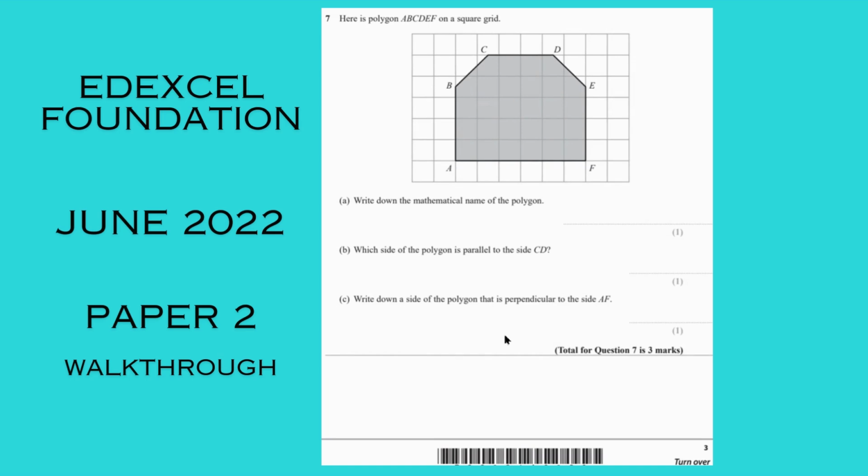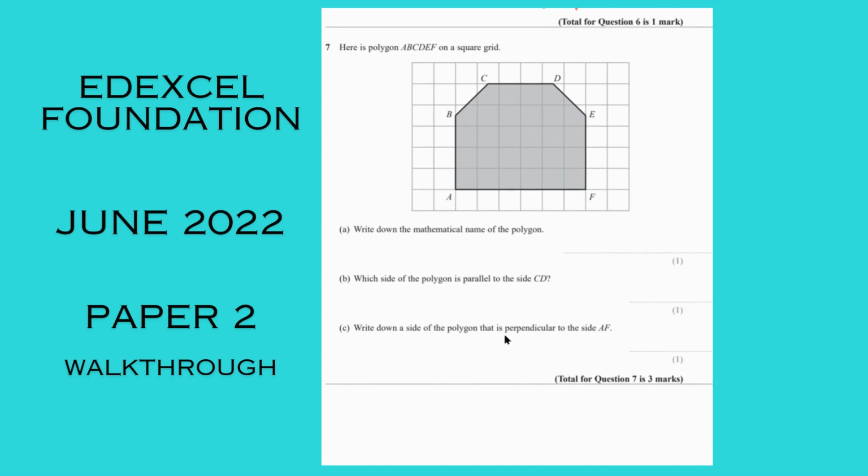So the mathematical name of this polygon, well, if you have a quick count of the sides, it has 6 sides, making it a hexagon. You can slot the word irregular in front, but the mark scheme's not bothered. It just wants the basic hexagon.